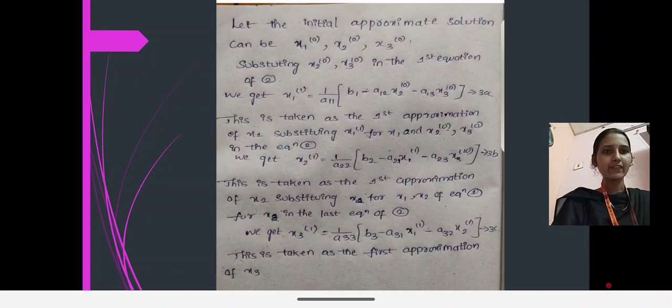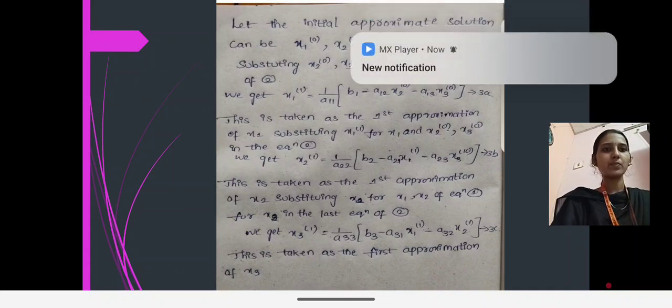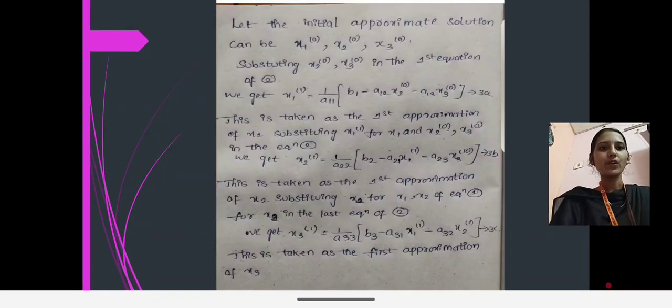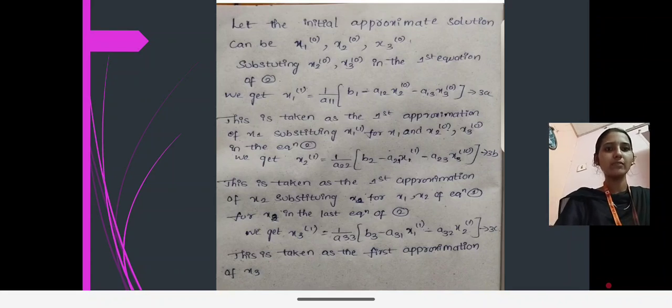This is taken as the first approximation of x1. Substituting x1^(1) for x1 and x2^(0), x3^(0) in equation 2, we get x2^(1) = 1/a22 (b2 - a21x1^(1) - a23x3^(0)). This is equation 3b.